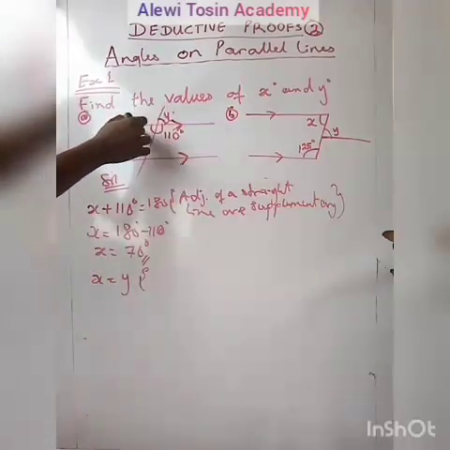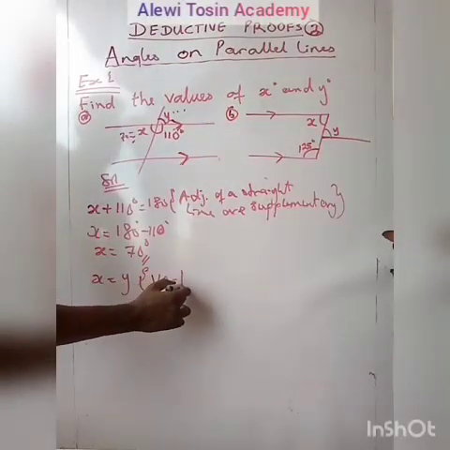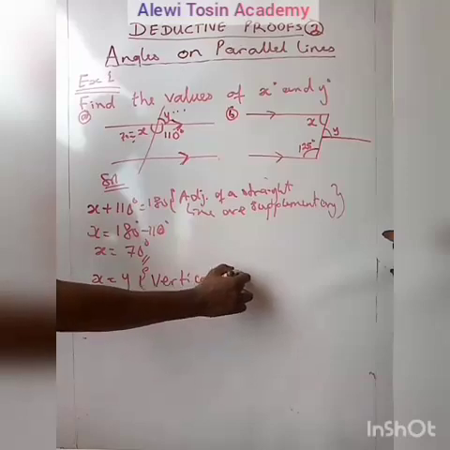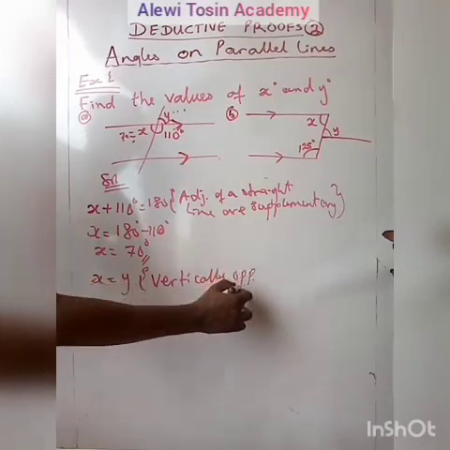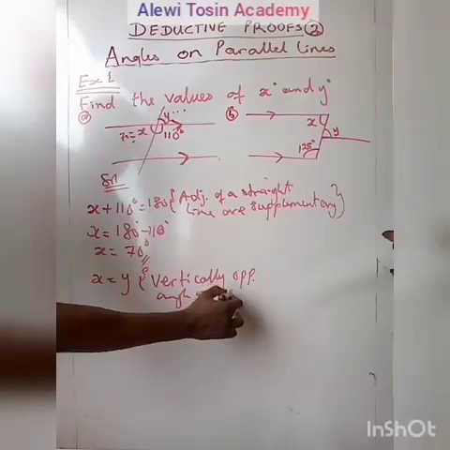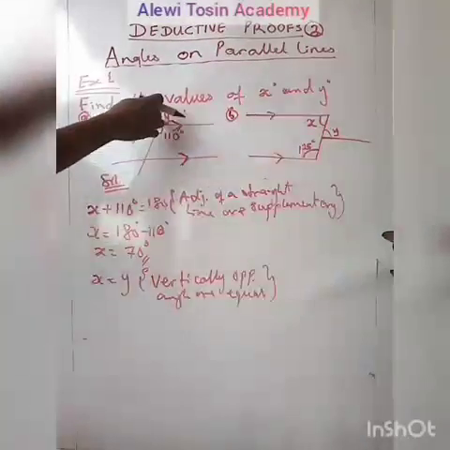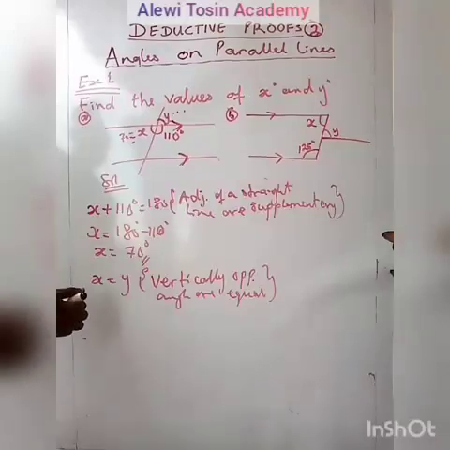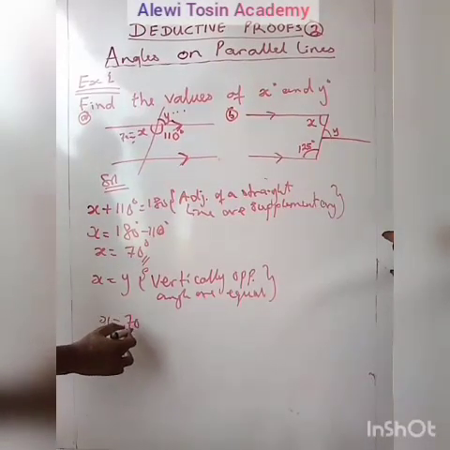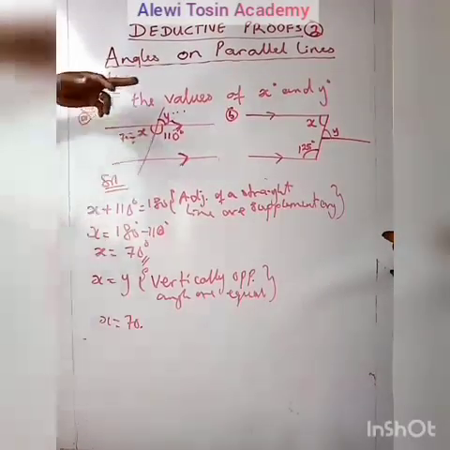Now, if x is 70 degrees, we can see that x is equal to y. Reason: they are vertically opposite to each other. Vertically opposite angles are equal. So we say that if y is equal to 70, then x also equals 70. So that's the solution for that. Now let's take the second one.